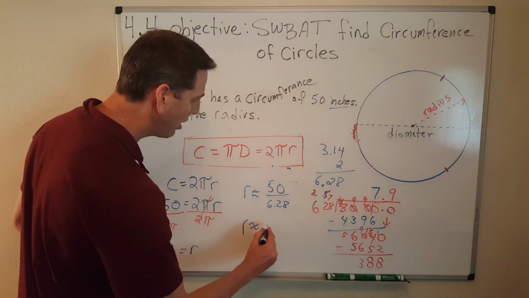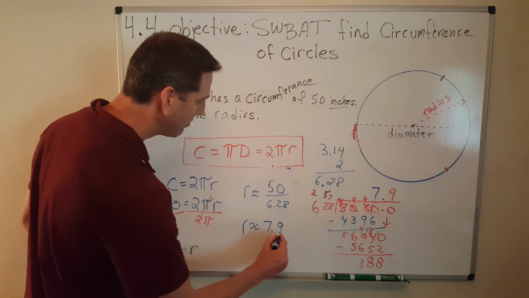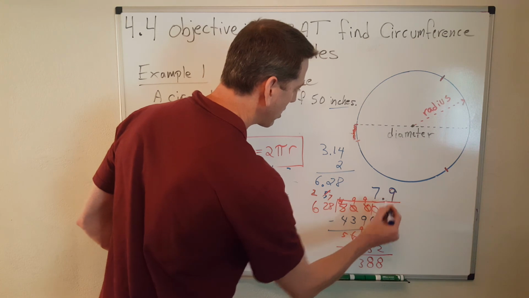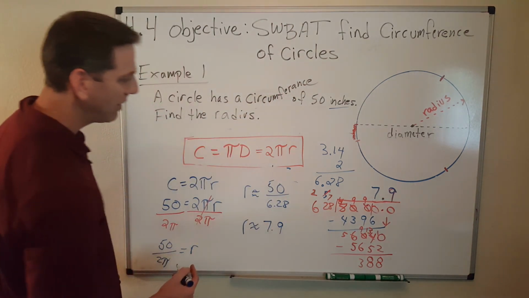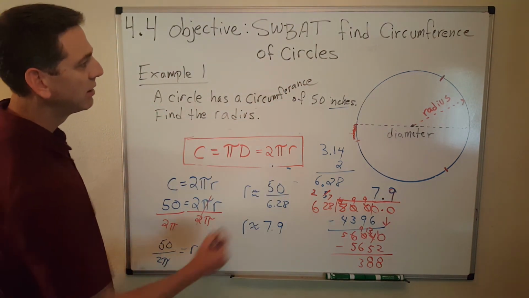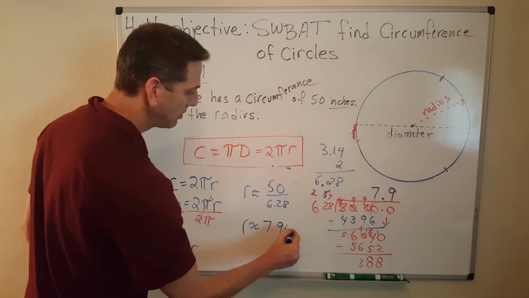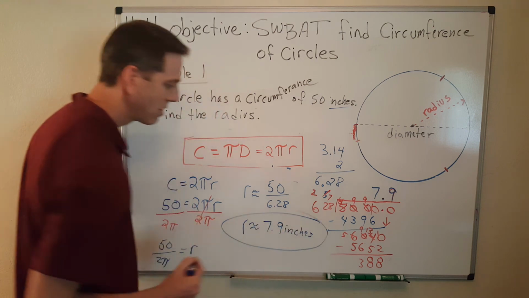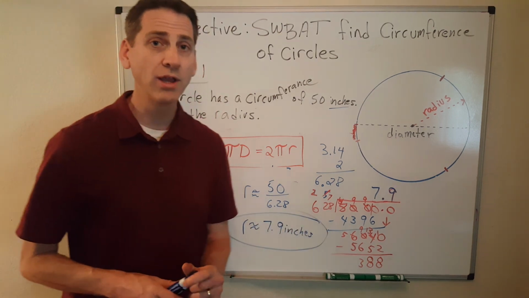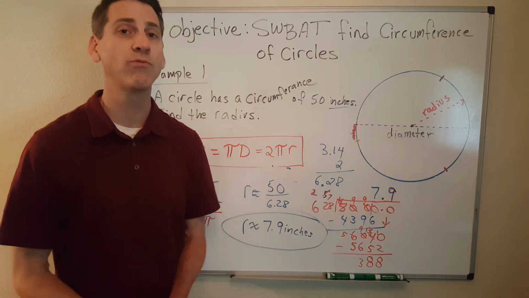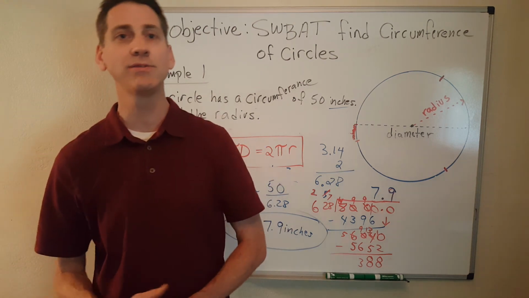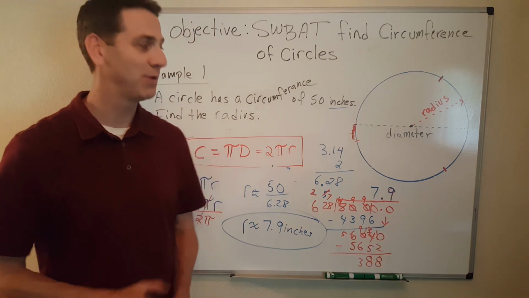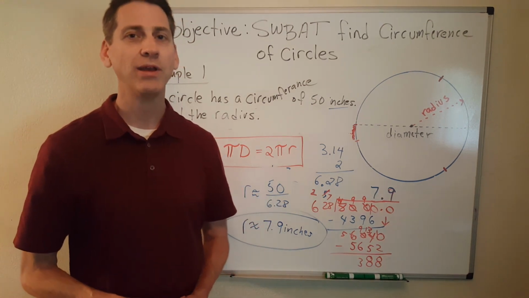So the radius is going to be approximately 7.9, and that's going to be inches. All right? So if you're given the radius, you can find the circumference. If you're given the circumference, you can find the radius. And it's very nice to have a calculator so you can avoid some of these calculations. But hey, this is really good review for us.